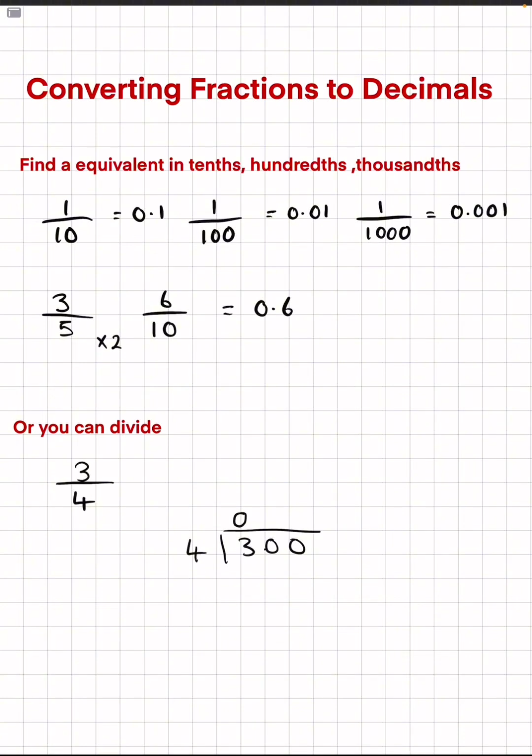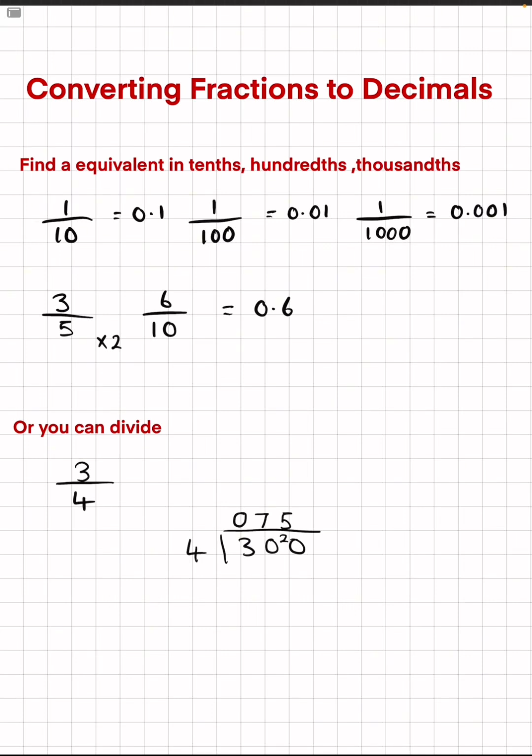So 4 into 3 doesn't go, so we can put a 0. 4 into 30 goes 7 times. 7 times 4 is 28. So 30 minus 28 is 2. So we can carry the 2 forward. 4 into 20 goes 5 times.